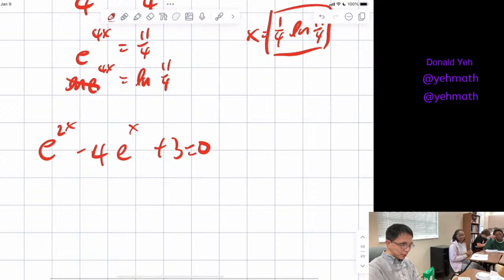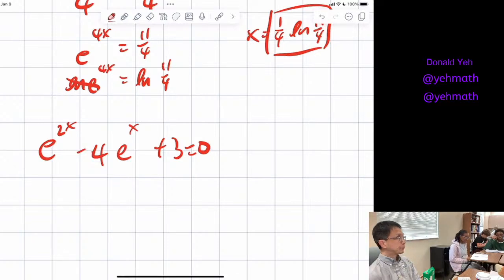Now this one's interesting. Anybody can provide me an idea how to solve this one?